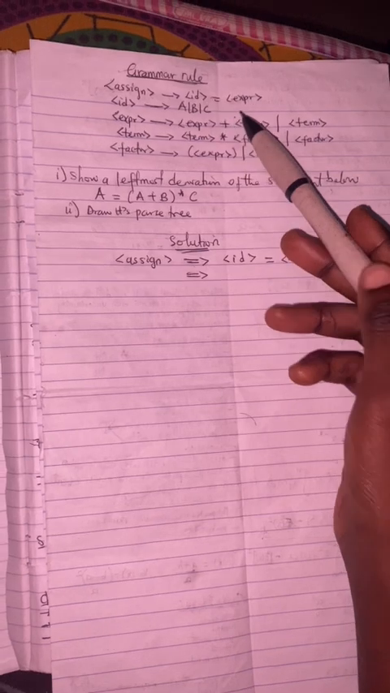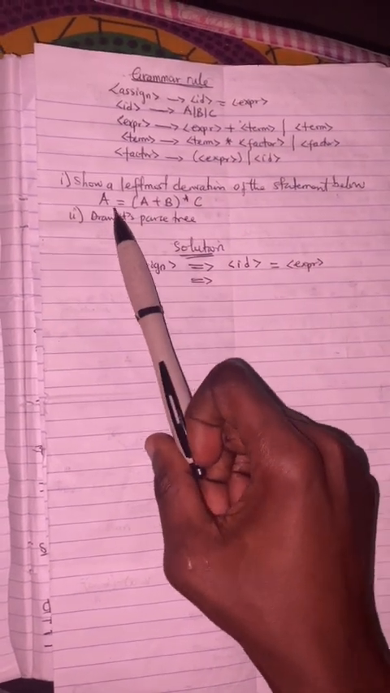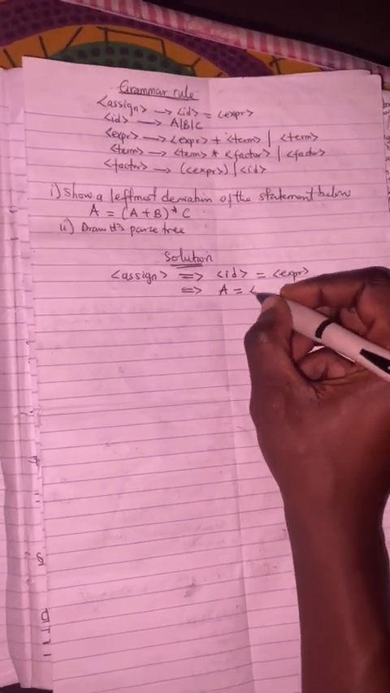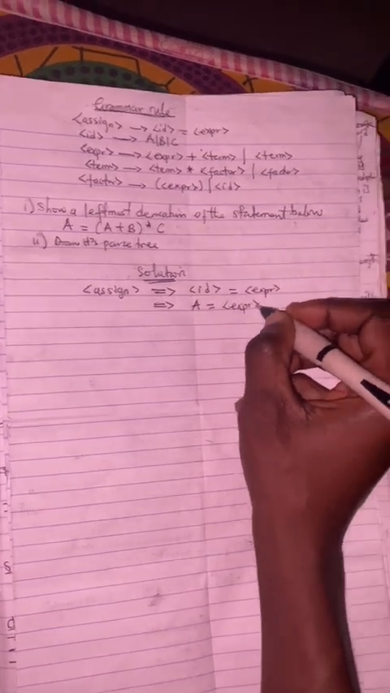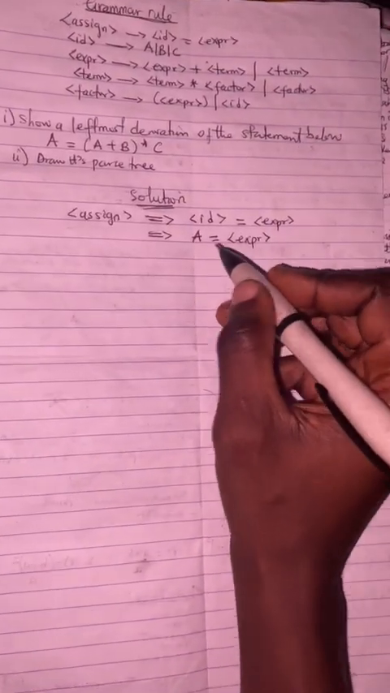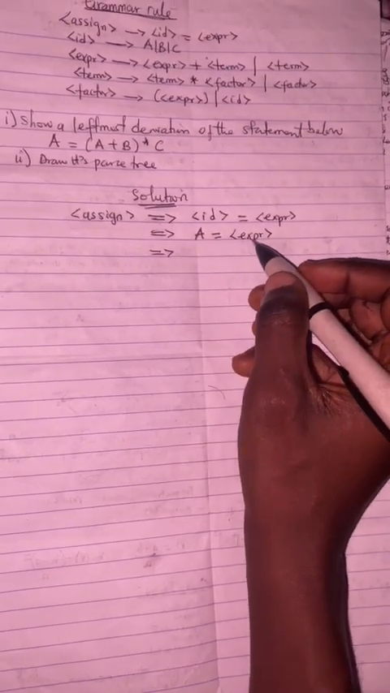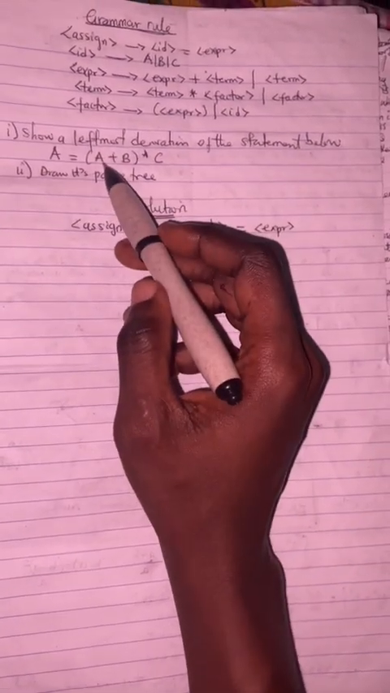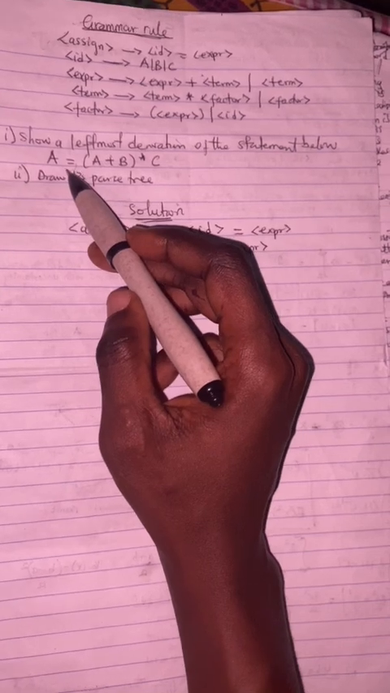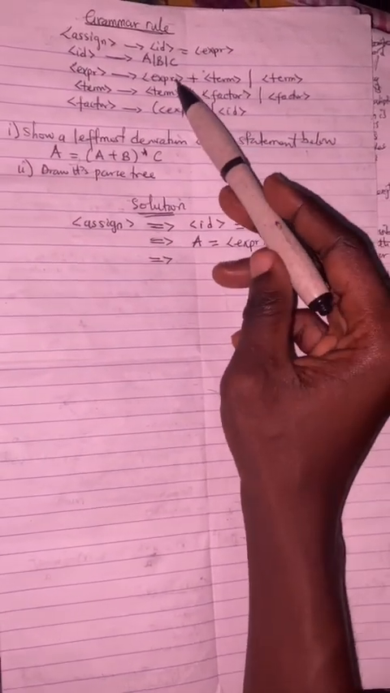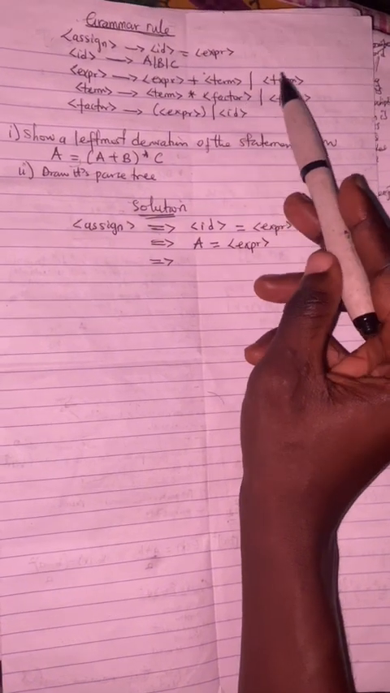So now from here, what will ID give us? Either A, B, or C. Now if we look at our sentence, we are trying to get A equals to brackets open A plus B times C. So that means we are going to pick A here, and then to be equals to expression. Remember, one at a time, right? So we have A equal to expression. So we are trying to get this right. So we've gotten this part. So that's progress.